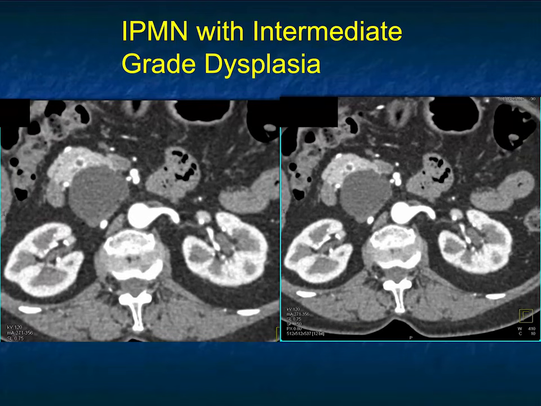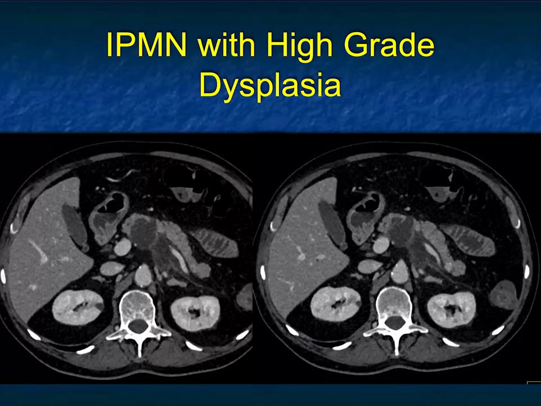So here's another lesion. This one was over 3 centimeters. Patient had some symptoms, so it was resected. This was an IPMN with an intermediate grade dysplasia. So patient was basically cured. You would still follow this patient to make sure no other lesions develop in the pancreas.